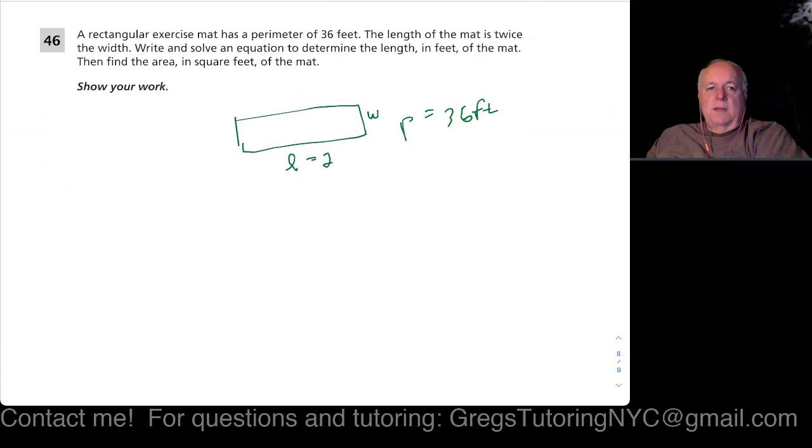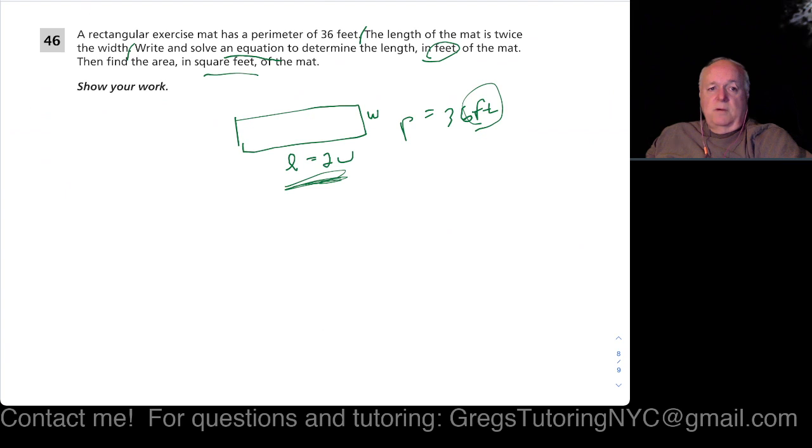Okay, so we got the perimeter is 36. The length is twice the width. Write and solve an equation to determine the length in feet. So we know this is in feet, and they're not giving us the units for the width right now. Then find the area in square feet. So there is no unit conversion, but we need to figure this out. There's a few ways to do this. I'll give you at least one.